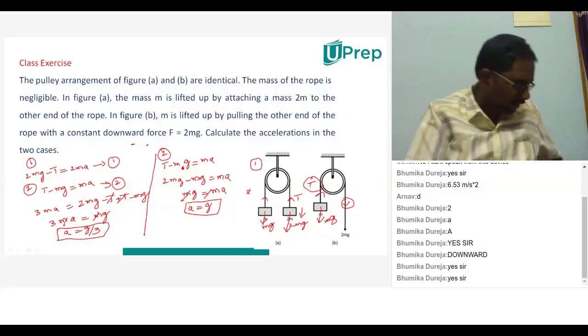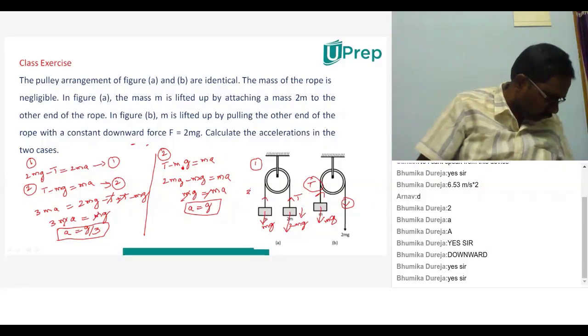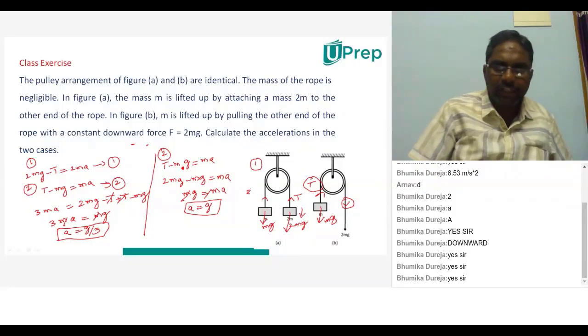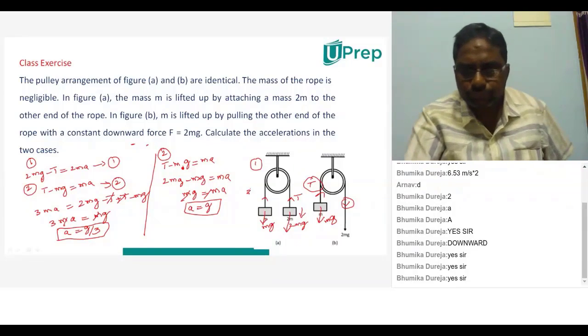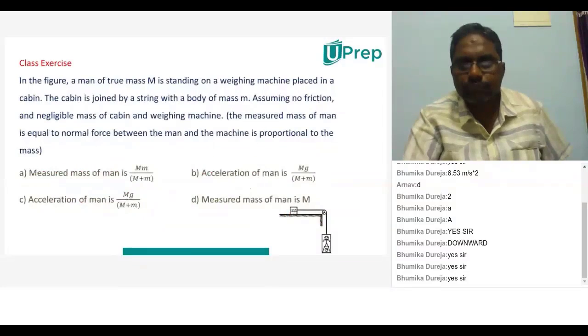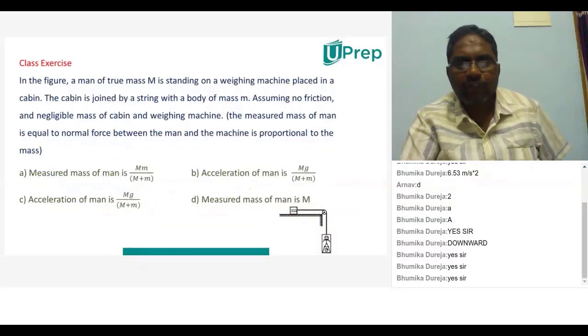Yes, sir. Is it clear, Bhumika? Bhumika, is it clear? Right, Arnav, maybe it is clear for you. Yes, sir. Right. Now find out this answer.